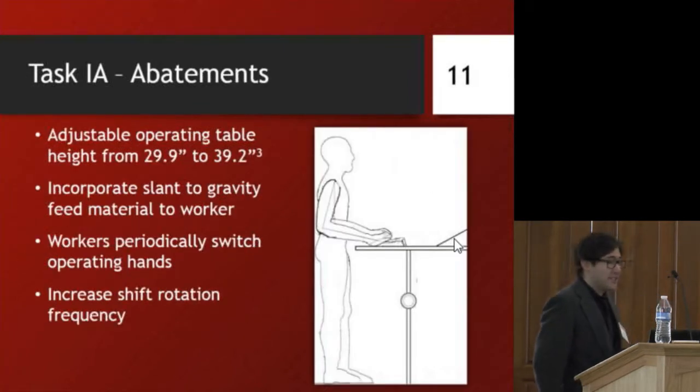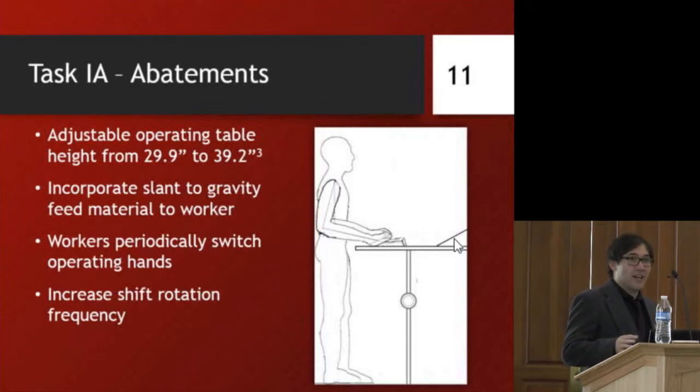The abatements we suggest for this are to allow for an adjustable table, preferably between 29.9 inches and 39.2 inches. This is to accommodate varying elbow heights of the different sizes of workers, as well as to incorporate a slant at the distal end of the table, so the pork belly is gravity fed once it comes off the conveyor belt towards the worker, eliminating the need for the extreme trunk flexion to bring it towards them.